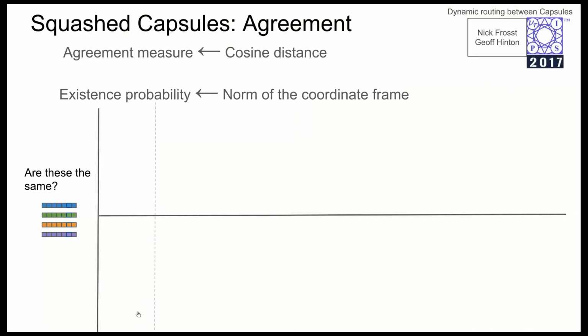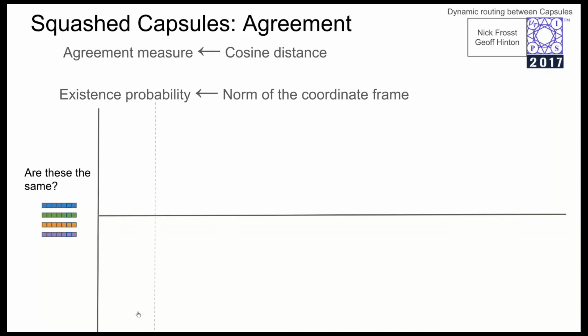The simplest method is using the cosine distance as the measure of agreement. Then set the norm of the coordinate frame to the existence probability of the capsule. Remember, for each capsule, we need an existence probability and a coordinate frame. This was introduced in a joint work with Nick and Jeff at NeurIPS 2017. So why does this work? Or how does it work?